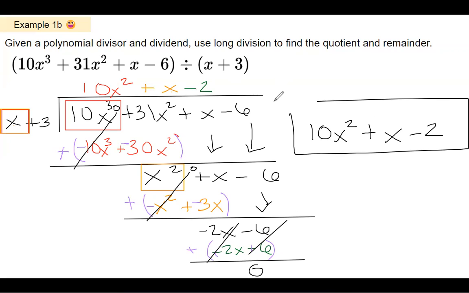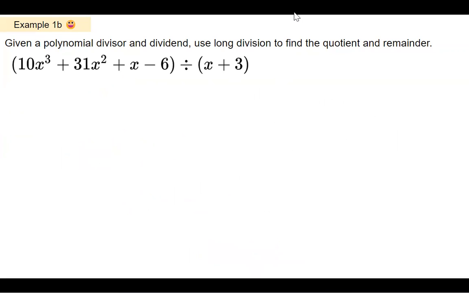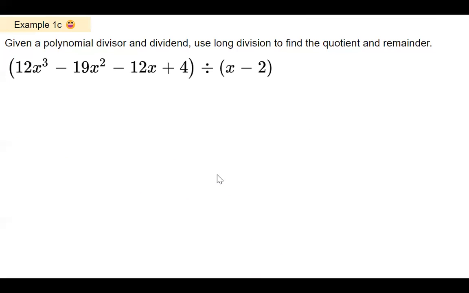Okay, let me go ahead and give you guys the next one. What time is it? It's 2:06. Okay, go ahead and try this one: 12x to the power of 3 minus 19x minus 12 plus 4, divided by x minus 2.